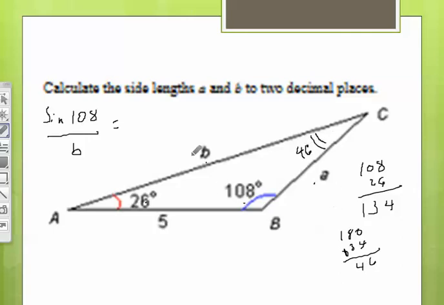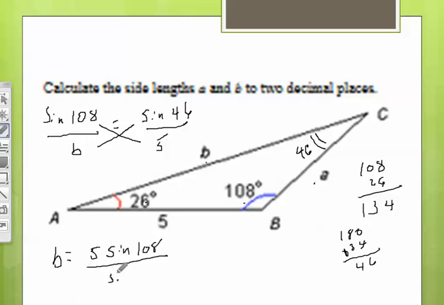46 degrees. Now I can say that the sine of 46 degrees divided by 5. See how these are equal to each other? Now it's just a matter of means and extremes. I multiply and then I divide, and what I'll wind up with is B equal to 5 times the sine of 108 divided by the sine of 46 degrees.